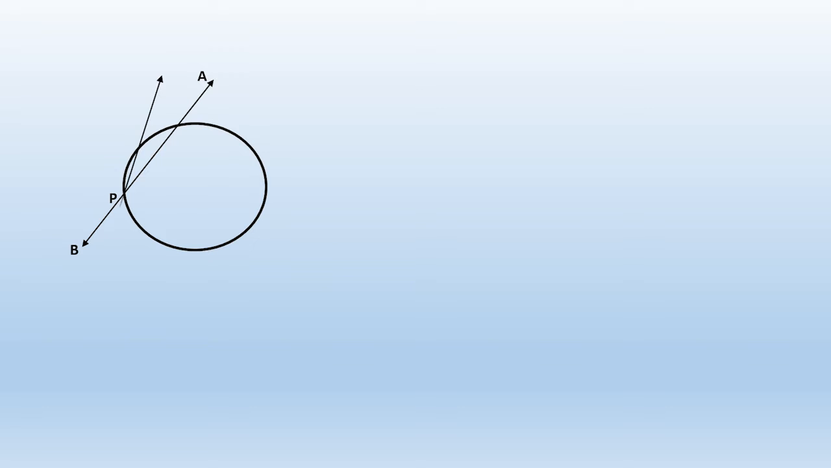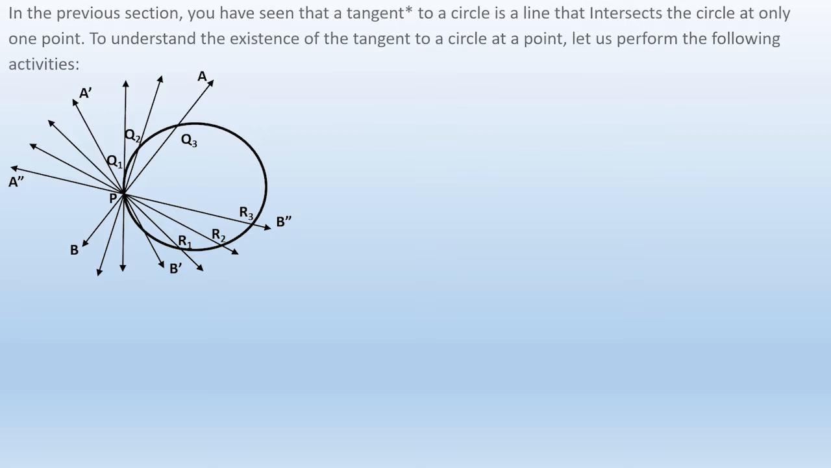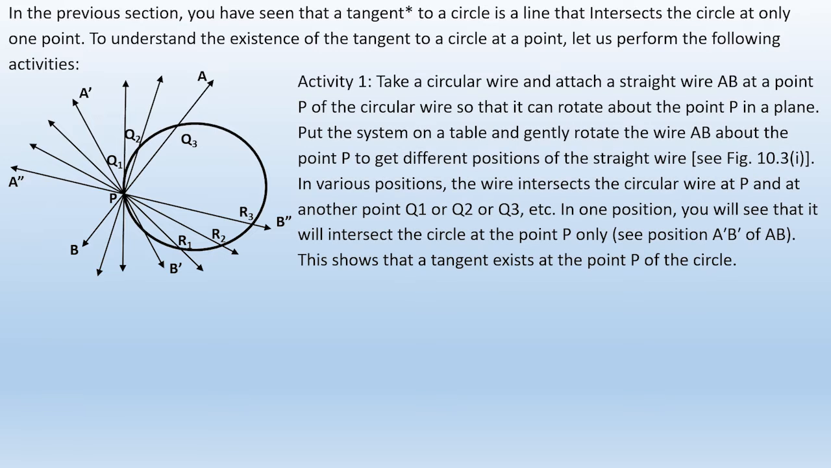Now children, we will go through the important parts of this chapter. Firstly, we need to study about tangent to a circle. You all saw in the last section that a tangent to a circle is a line that intersects the circle at just one point. Let us now do the following activity to comprehend the presence of a tangent to a circle at a point. Activity 1.